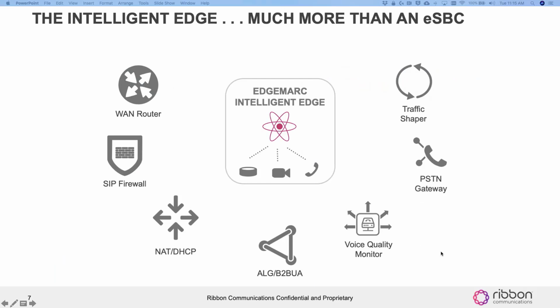From the different applications that run on the EdgeMarc, this gives you a quick picture of all the things that come standard based on an EdgeMarc. Basically, it's a WAN router, a SIP firewall, there's a NAT and DHCP server. As I mentioned, it's got the back-to-back user agent, and then the last 3 components, which are kind of the secret sauce: the voice quality monitor, the traffic shaper, which basically is critical if you're deploying services in a low-speed bandwidth environment, where you want to make sure you're protecting the voice traffic from data overrun.